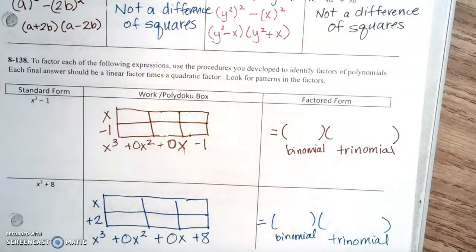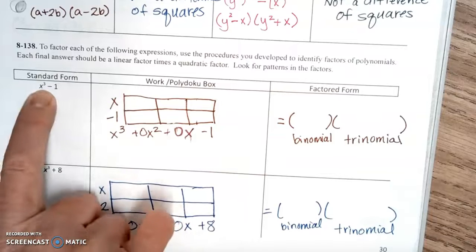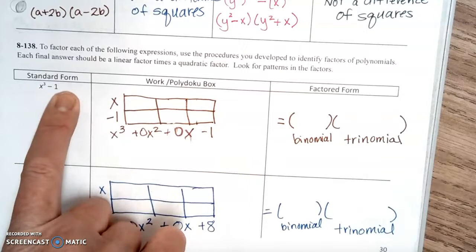So question number 38 says, to factor each of the following expressions, use the procedures you developed to identify factors of polynomials. Each final answer should be a linear factor times a quadratic factor. Look for patterns in the factors, okay? So for the first one, we're going to take x cubed minus 1.